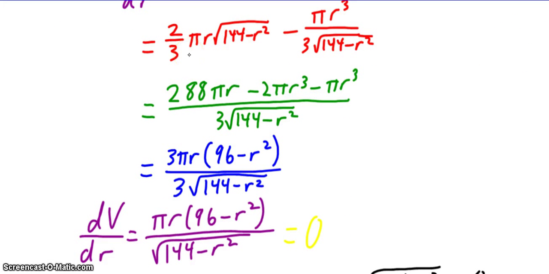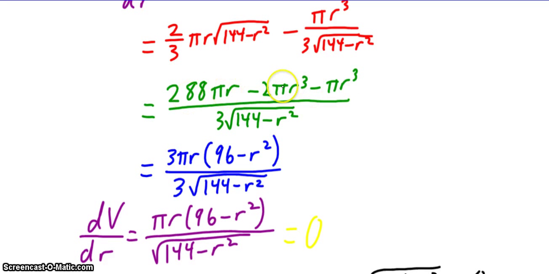Now I want to get a common denominator because I need to find critical values. So in order to find critical values, I need to be able to set this equal to 0. I don't want to lose any of my potential critical values though, so I want to get a common denominator. So I multiplied the top and the bottom of this term by the square root of 144 minus r squared. I didn't need to multiply by the 3 because this already has a 3 as a denominator. So when I multiply this by the square root of 144 minus r squared, I'm going to distribute 2 pi r to the 144, so I get 288 pi r, and I'm going to distribute 2 pi r to the r squared, so I get minus 2 pi r cubed. The minus 2 pi r cubed and minus pi r cubed will combine to become minus 3 pi r cubed.